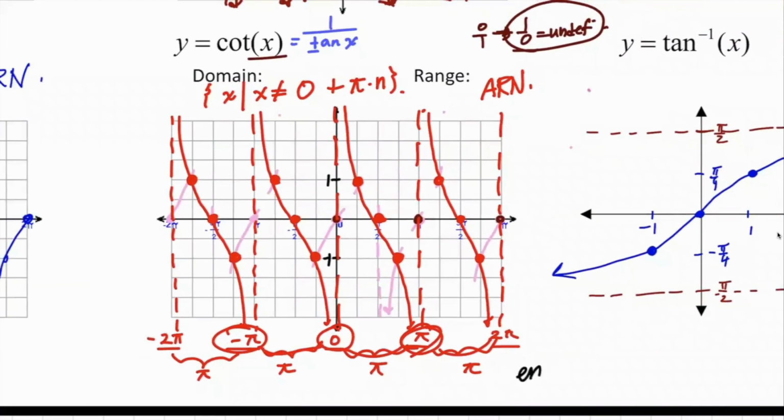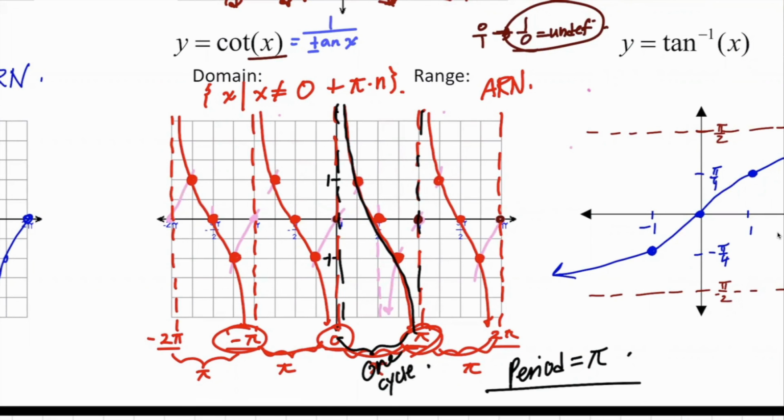Period of cotangent is still pi. This is one cycle of cotangent. That's one cycle, and that is pi radians apart, so the period is pi.